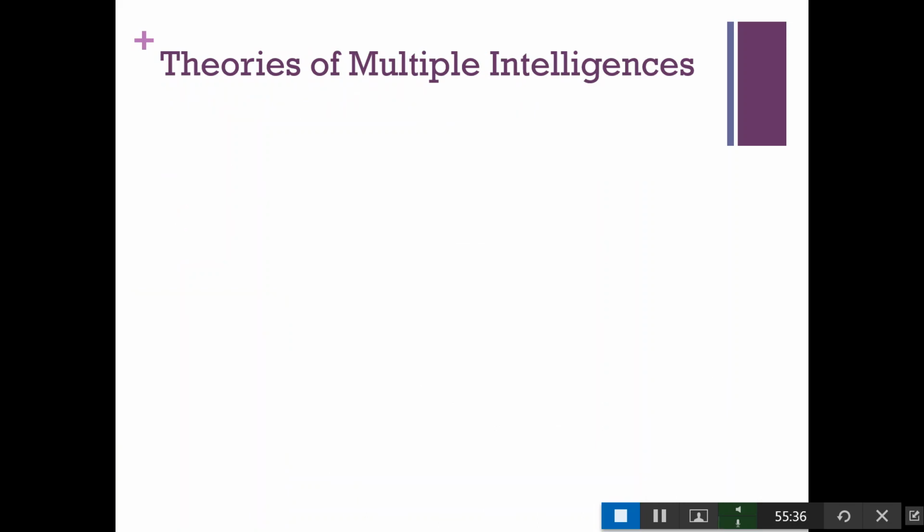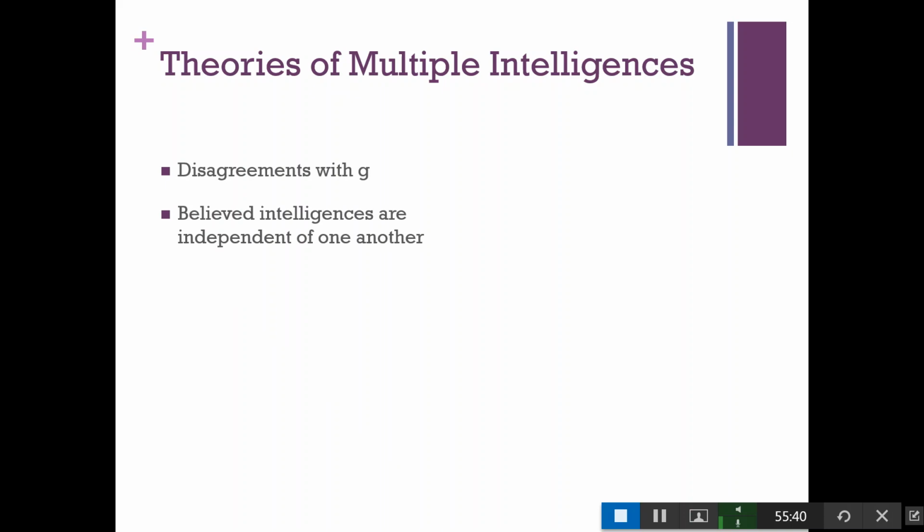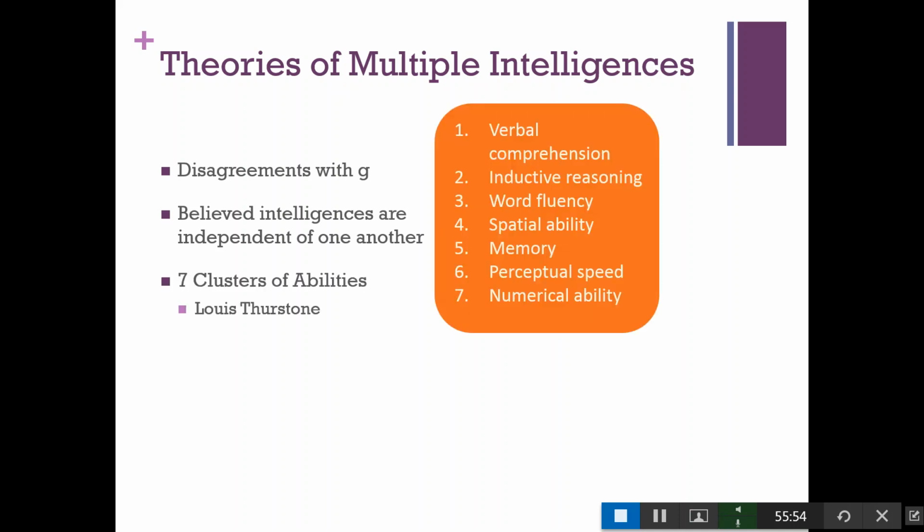Okay. Other people who have theories of multiple intelligences disagree with G. Instead, they say intelligences are independent of one another. So yes, we can measure verbal comprehension, quantitative reasoning, whatever, but one's not going to predict the other in the same person. Okay. So for instance, Louis Thurstone, and a couple of other people, I should say, well, we'll talk about Louis Thurstone first.